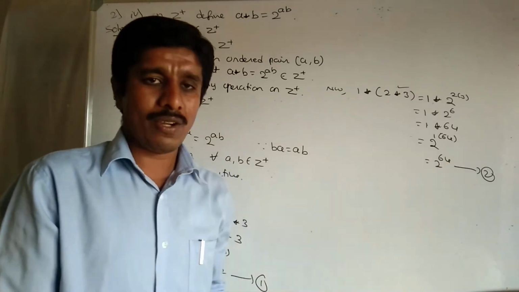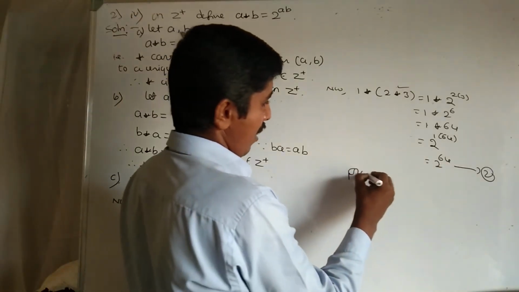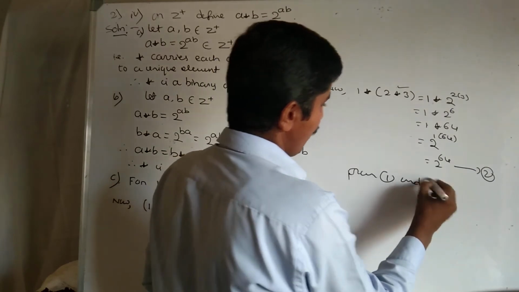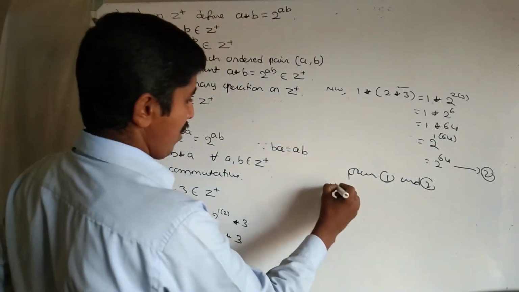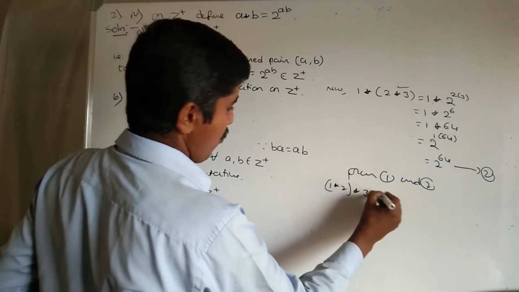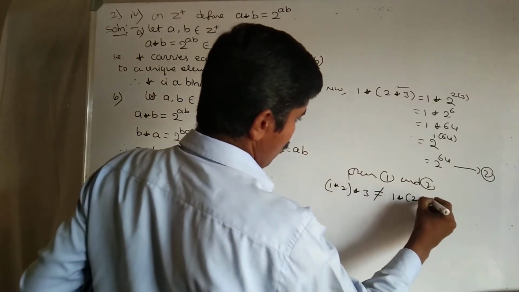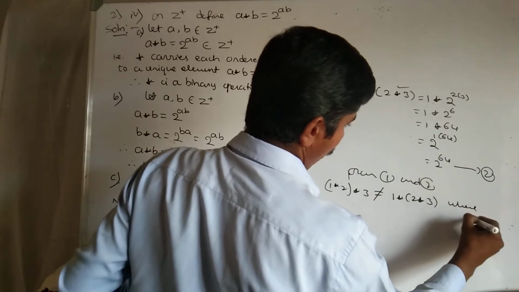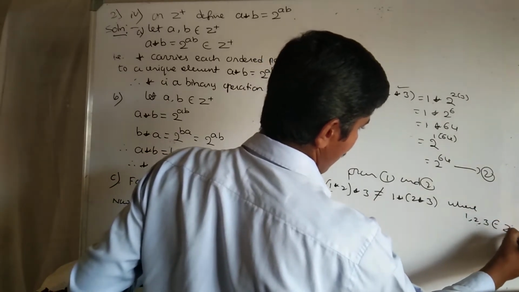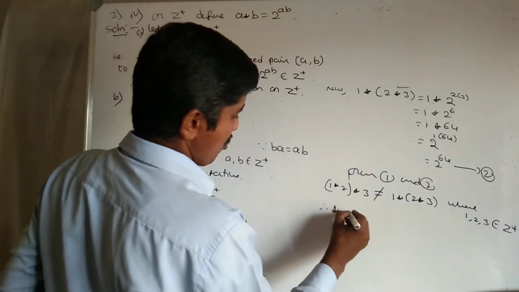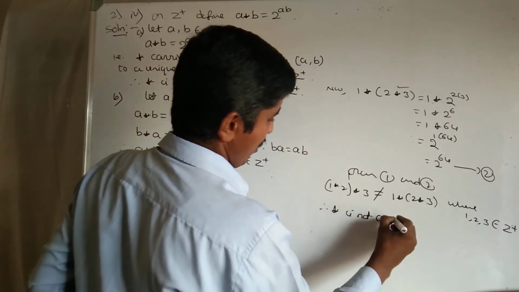Means both are unequal. Therefore from equations 1 and 2, LHS (1 star 2) star 3 is not equal to RHS 1 star (2 star 3), where 1, 2, 3 belong to Z plus. Therefore, star is not associative.